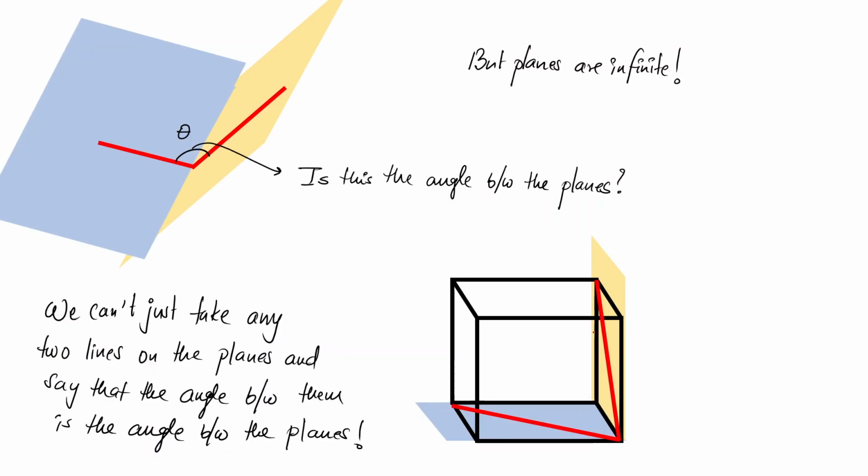So what kind of line should we use? I will always be using this line of intersection of planes, and from a point on the line of intersection I will draw two lines in a very special way, so that I can get the correct angle between the planes. But what do I mean by the correct angle between the planes?